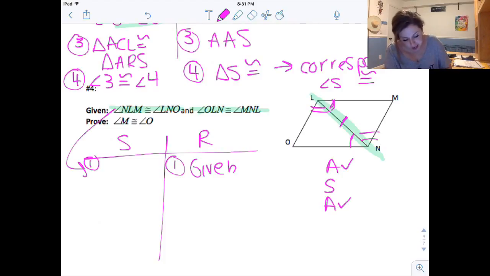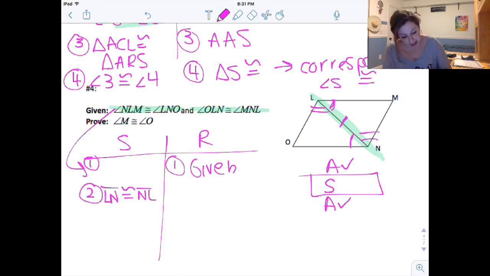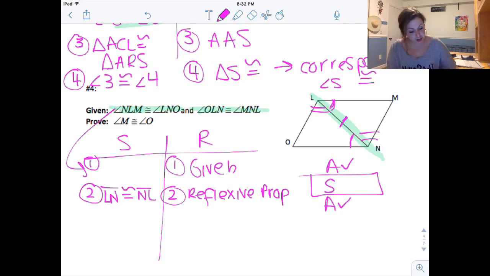So I'm going to start on step 2, which needs to be a side, because that's the thing that's missing here, right? We said reflexive property would give us that, so LN is congruent to itself by the reflexive property. And now I can check that off, because that is my 3rd congruent statement. And then I have all 3 checked.